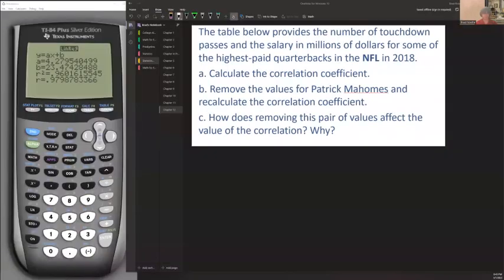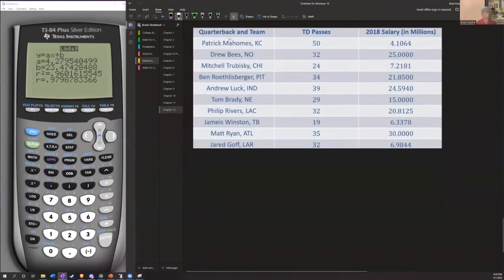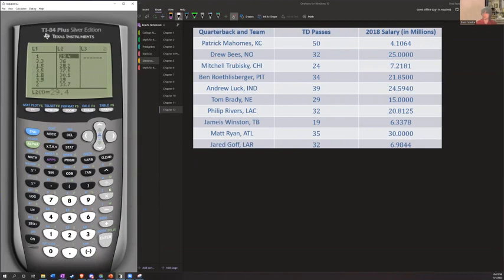We are taking a look at this data. We have the quarterback of the team, the TD passes, and their salary. Oh, Mitch Trubisky. Great throwback. Anyway, so what I'm going to do here is go to stat edit, and I'm going to be plugging these values in.